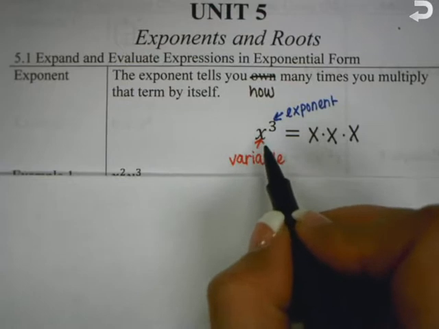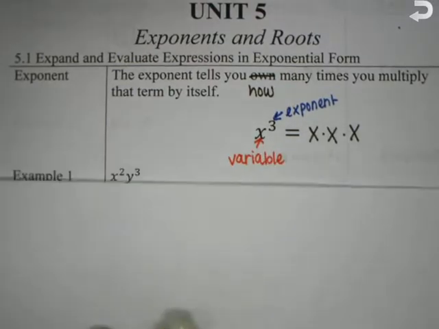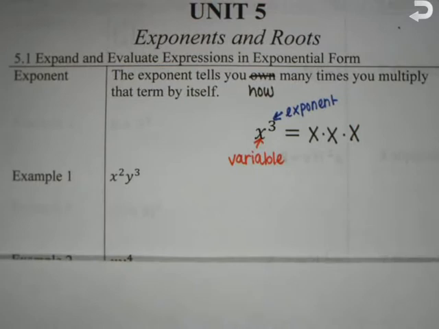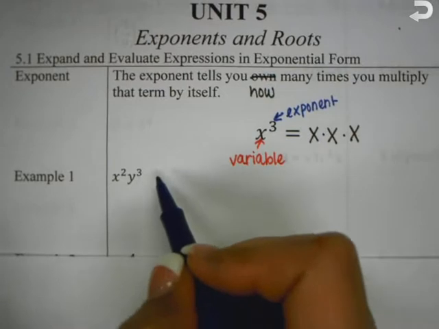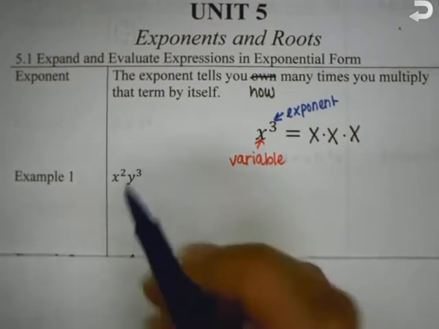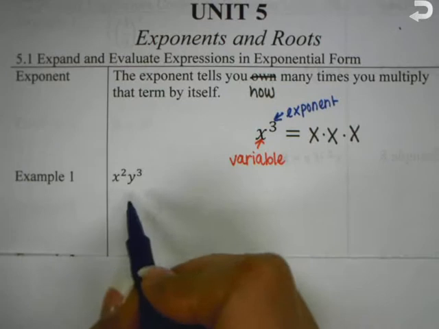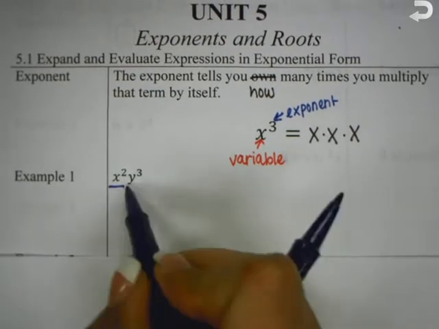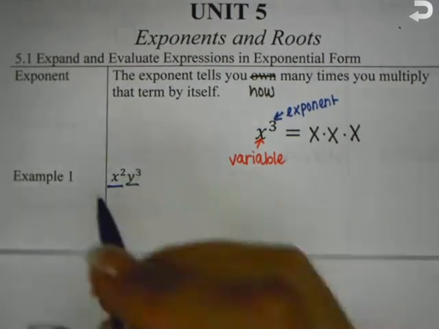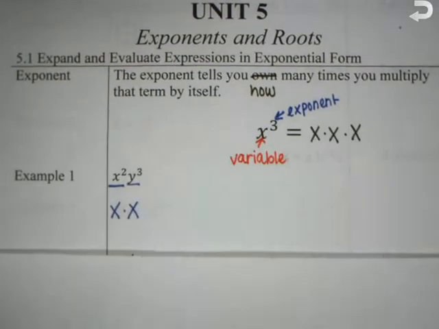Now we're going straight to example 1, x squared y to the third. Your instructions on your homework are going to be to expand this. So how can we expand this whole thing? We have an x squared and we have a y to the third. So we would expand x squared to be x times x, times y to the third, y times y times y. And that would be your answer.